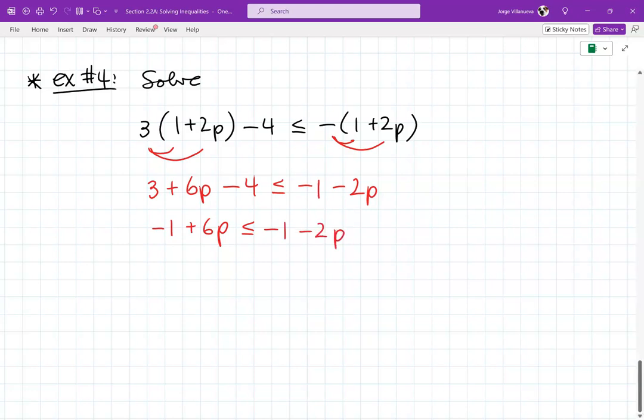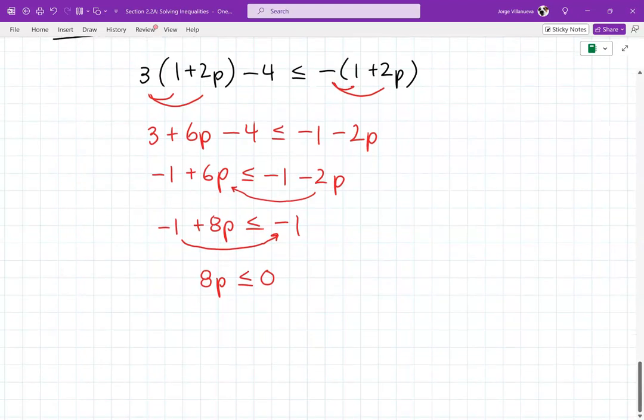Now I am going to move my variables together. I'm going to move the negative 2p over. So that's negative 1 plus 8p less than or equal to negative 1. And then I'm going to add 1 to both sides. So that's 8p less than or equal to 0. And this also really messed with some people's heads. I got to divide both sides by 8. On the quiz, some people wrote the answer as 8. What's the answer? 0. That should be your answer. p less than or equal to 0.